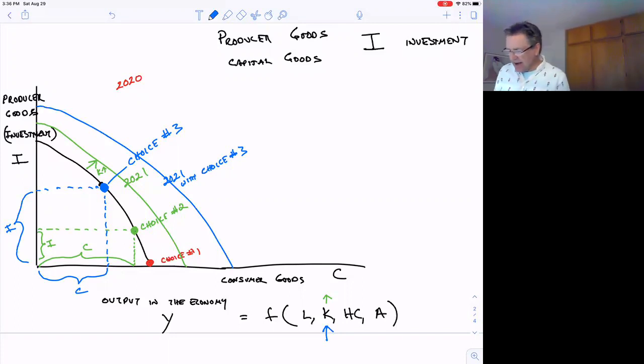So increasing any of these things, capital, human capital, or technology, will push this PPF out, and labor too, will push this PPF out so that more can be produced in the future. And part of that is done by sacrificing now to have more in the future.